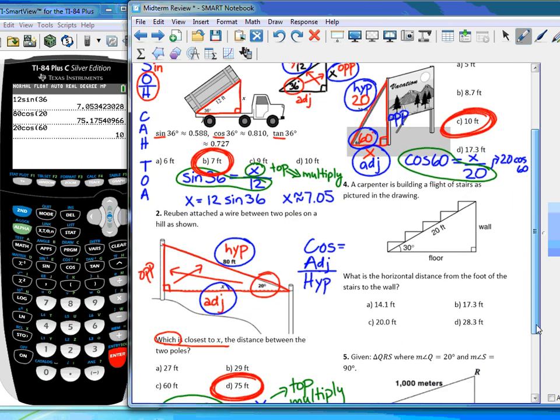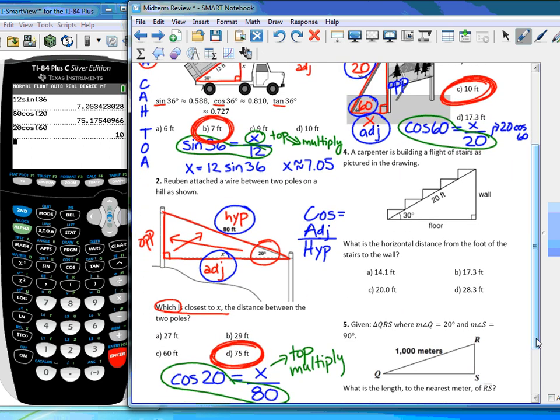Well, we're doing lots of cosine and lots of variables in the top. I hope we can get some variables in other places so you can see what that looks like. Number 4, a carpenter is building a flight of stairs as pictured in the drawing. And once again, we've got my right triangle. What is the horizontal distance from the foot of the stairs to the wall? The horizontal distance from the foot of the stairs to the wall, foot of the stairs being there, the wall. They want to know what this length is.